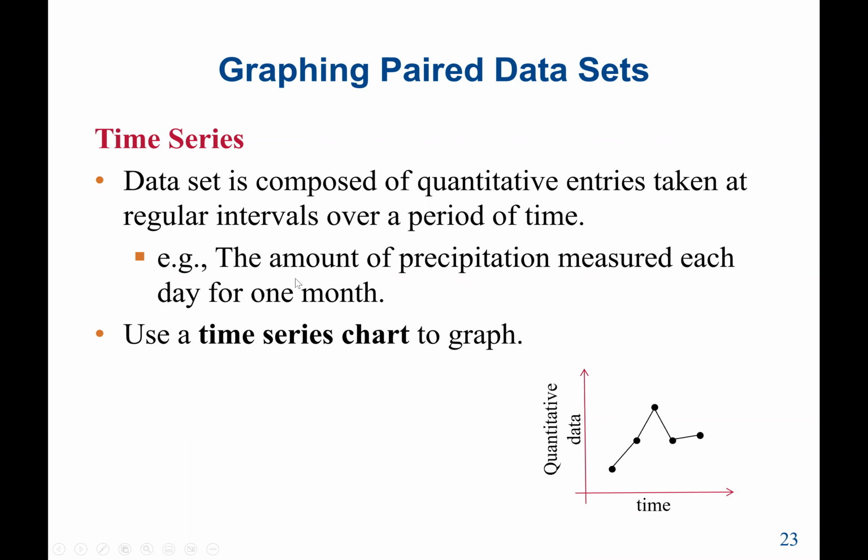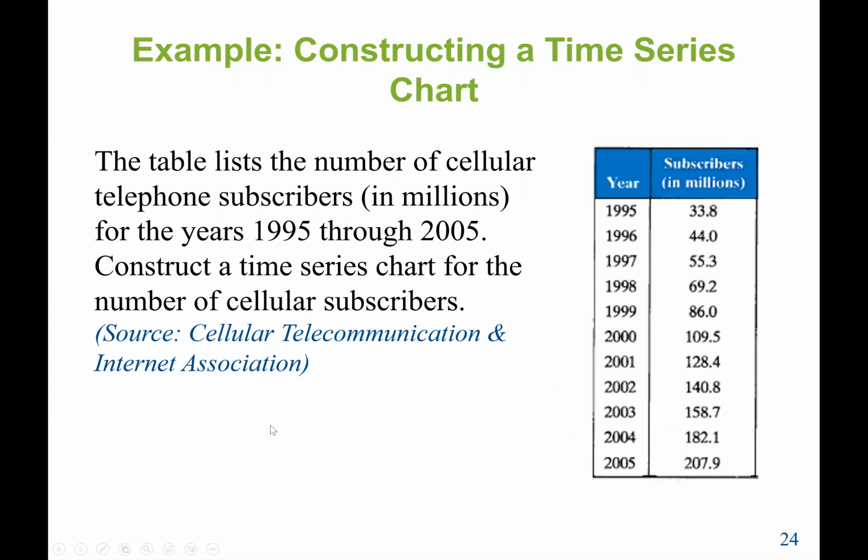Now we're going to use the time series chart to graph it. Here it is based on what? Time. The amount of precipitation is measured each day for 1 month. So if you have 10 measurements, it means 10 months, and we may see different measurements for each month. So this is the data given to us. The table lists the number of cellular telephone subscribers in millions. In 1995, we have 33.8 million telephone subscribers. By 2005, we have 207.9 million.